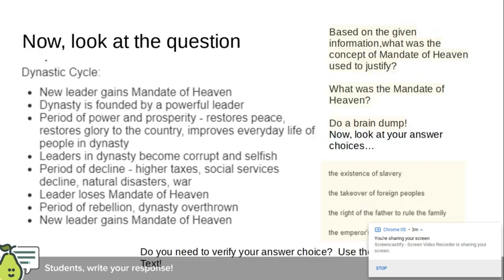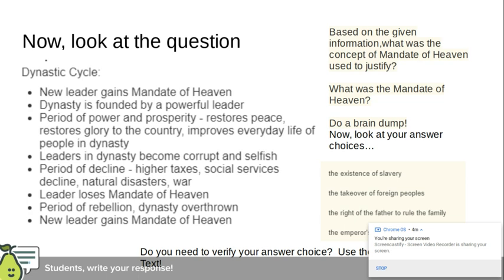After we've done our brainstorm, look at the question. So the question is, based on the given information, what was the concept of the mandate of heaven used to justify? I know that the mandate of heaven justified the rule of the king, that as long as he was behaving morally, he would maintain power over his empire. Okay, mandate of heaven. Now let's look at the answer choices.